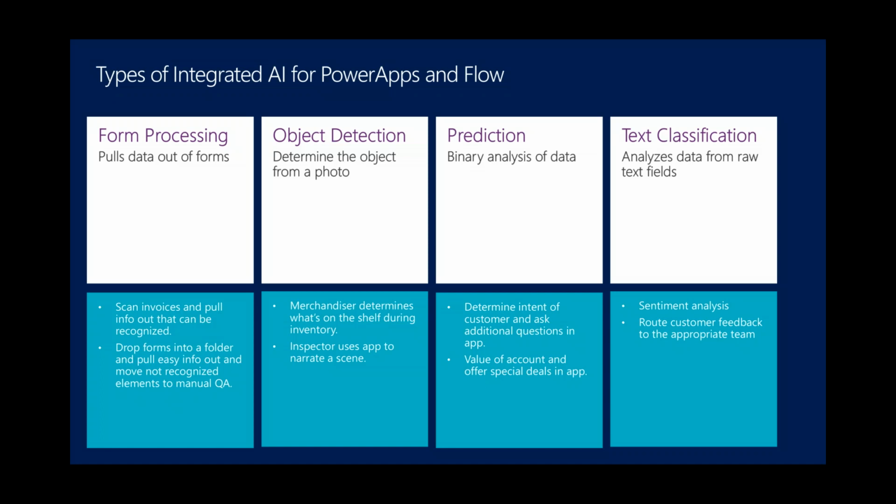And the last one is text classification. This is where we can look at a massive amount of raw text data, and make a decision based on that, pull tags out of it.